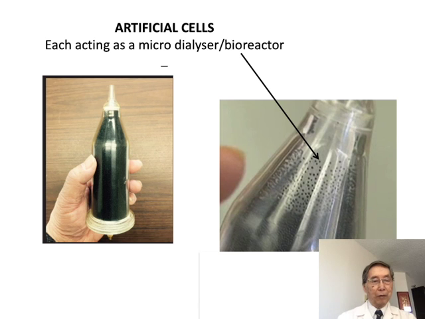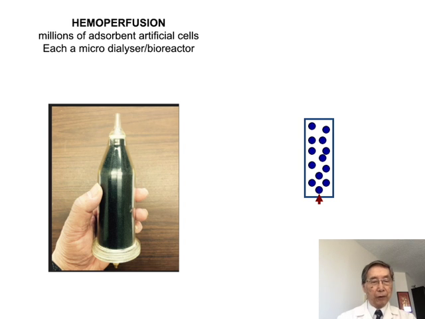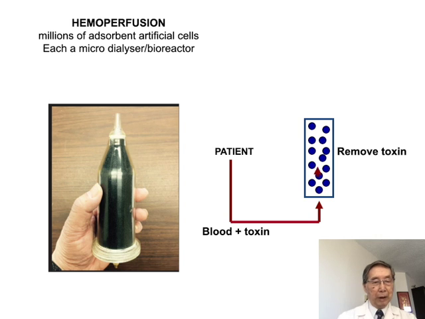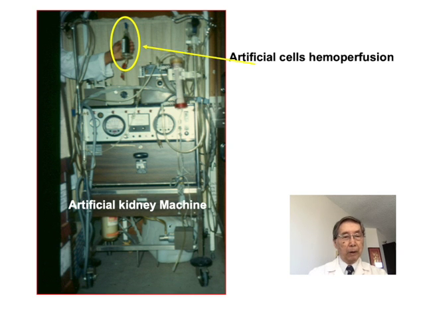Let's look at this in 70 gram artificial cell with adsorbent, and each of these is shown here. This column is schematic with millions of artificial cells. A patient, if you put in blood, the blood would go through, cleanse, and return to the patient. Let's look at how it works. The artificial cell compared to artificial kidney, 70 grams.